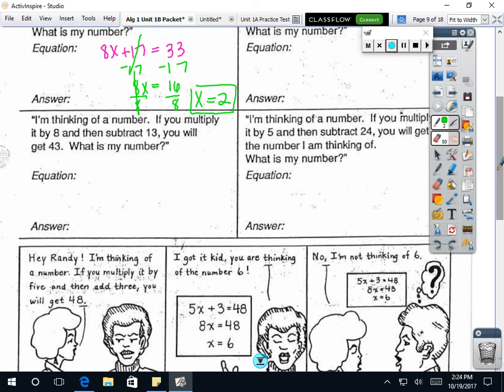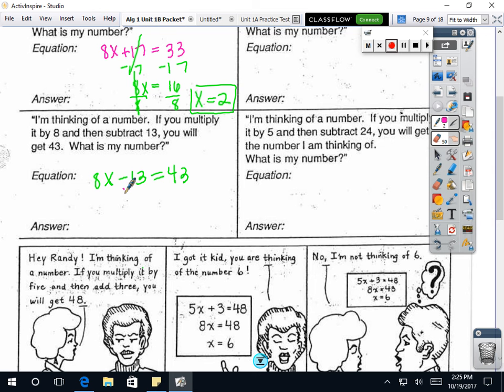Okay, now let's try this one. I'm thinking of a number. Okay, so since we don't know it yet, we put x. If you multiply it by 8 and subtract 13, you will get 43. So that's the correct equation. And like I was just telling Justin, even if you can figure out the number without the equation, that sometimes will not be helpful on the test, because the test choices may be the equation. They want you to be able to write the equation. So what do we do?